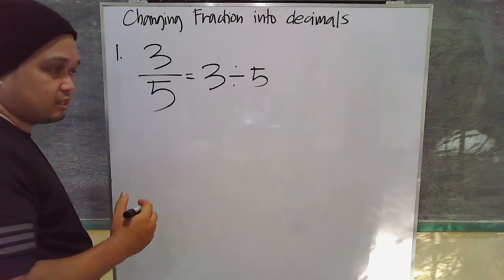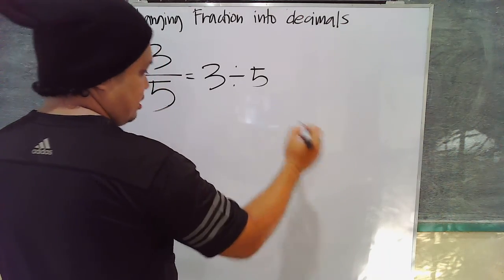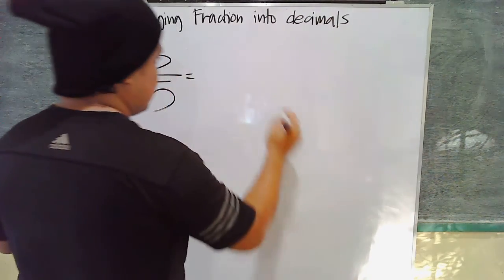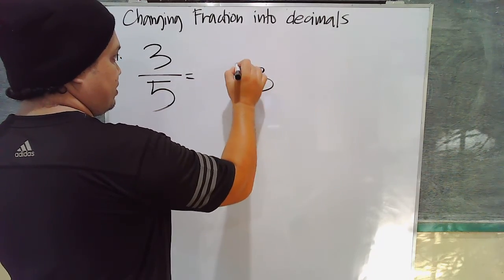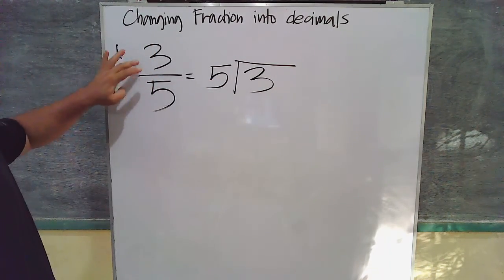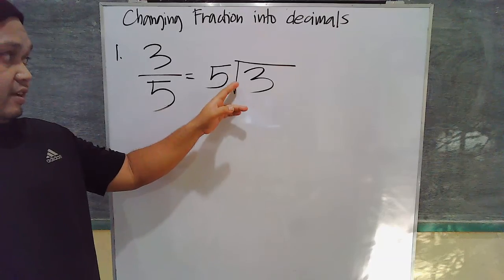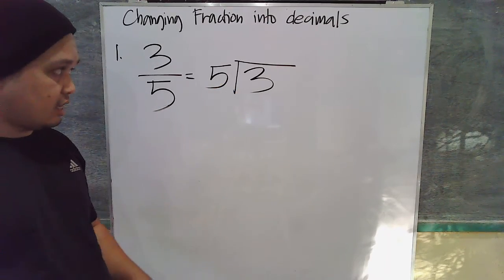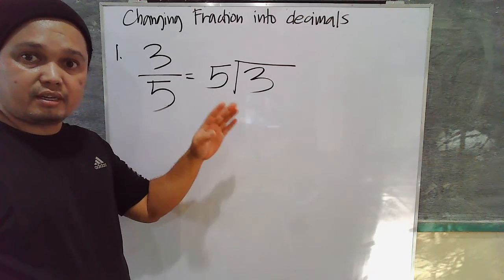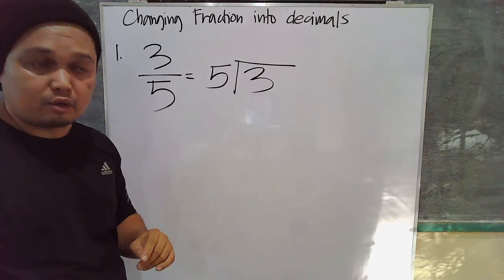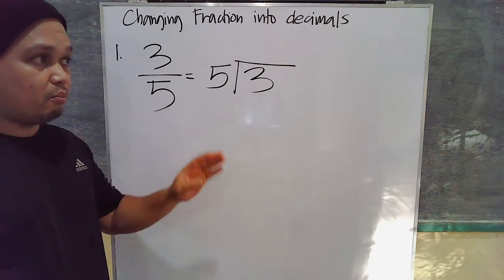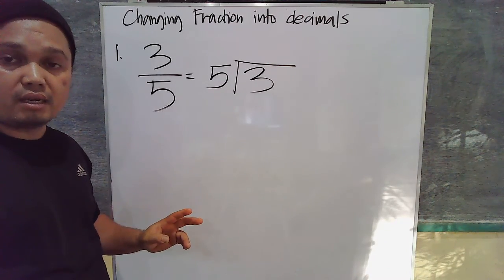Now let's divide here. Now 3 here, let's divide 3 with 5. 3 here for our dividend and 5 for our divisor. Okay, so 3/5 is the same as 3 divided by 5. Now how do we do this? Okay, so if we divide now 3 divided by 5, how many 5 are there in the 3? Of course there's none, because 3 is less than 5. There is no 5 in 3. But we can answer this through decimal number.